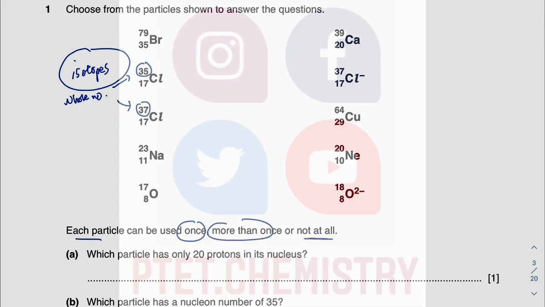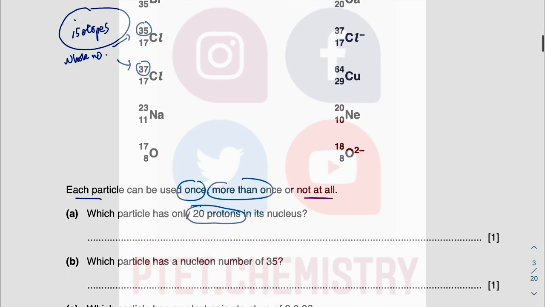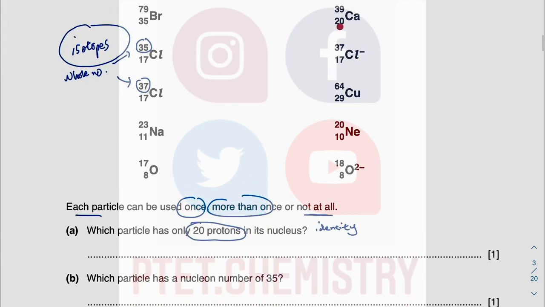Okay. So which particle has only 20 protons? 20 protons is very specific. This is the identity of an element. Each specific element has a fixed proton number. It's also called atomic number. So you should look for 20, which is this one. This is the only element which has proton number 20 in this list. So 39, 20, calcium, you write as you see it in the list.